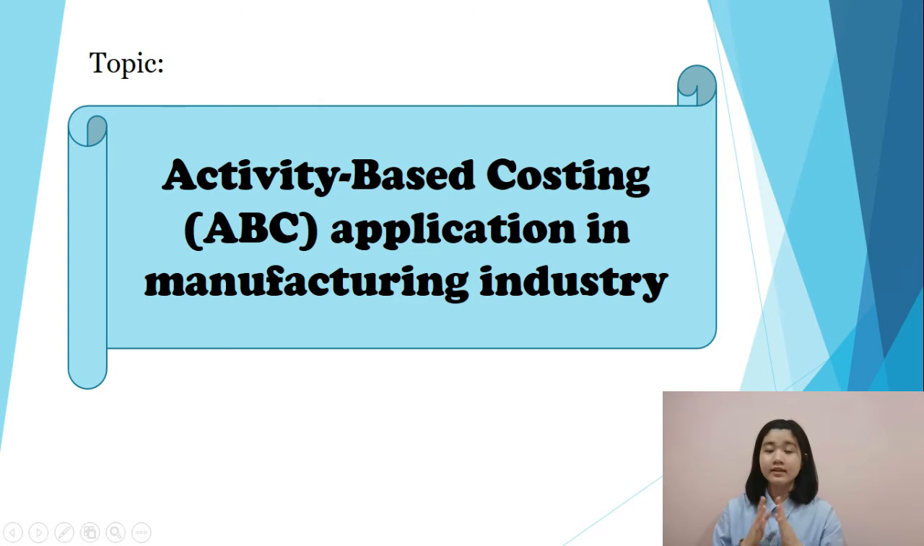The topic to be presented by E6 is activity-based costing, or ABC, application in the manufacturing industry. To apply the ABC system in the manufacturing industry, there are 5 steps to be followed.